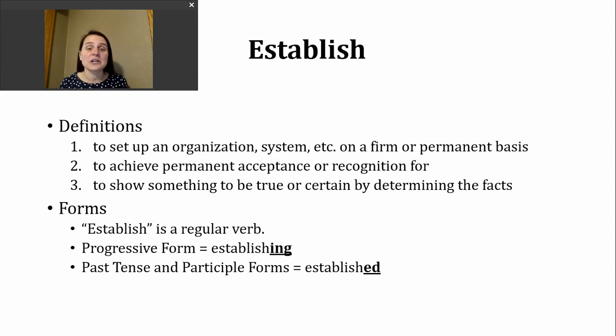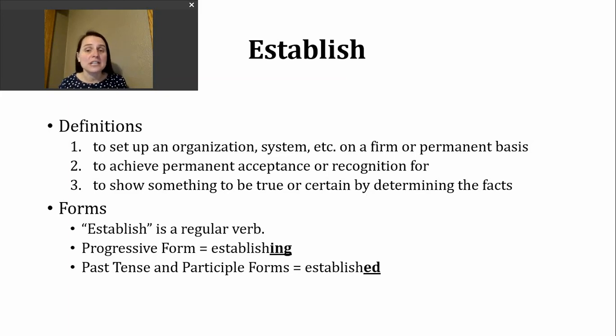You might also hear about rules being established. That all matches that first definition. Another meaning you might hear with establish is to achieve permanent acceptance or recognition for. This meaning might be more common in academic settings.